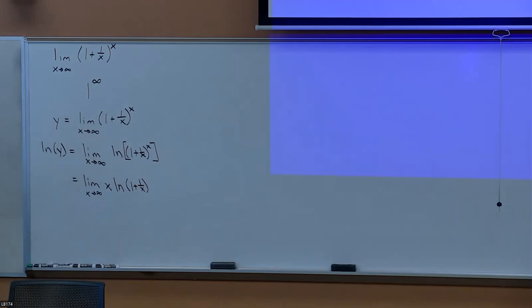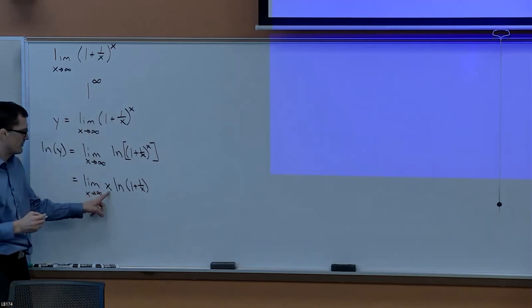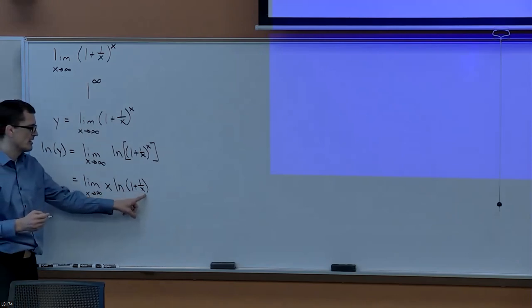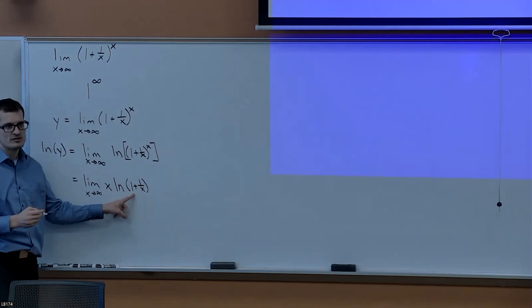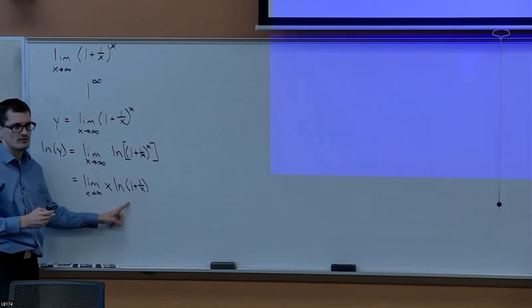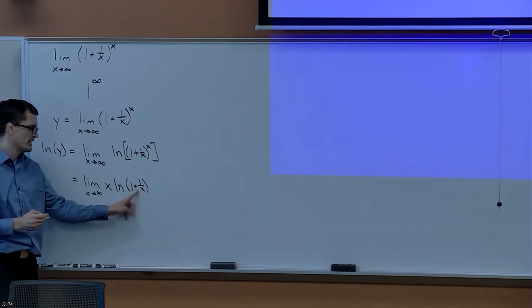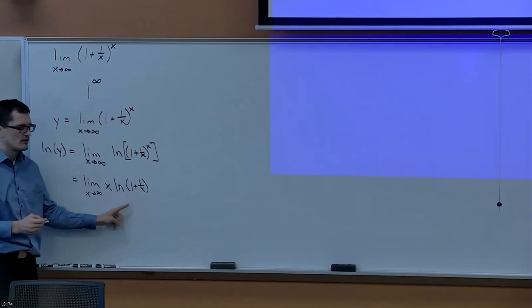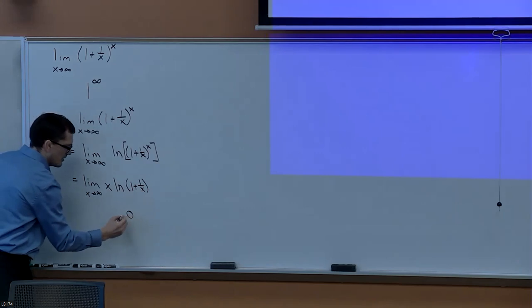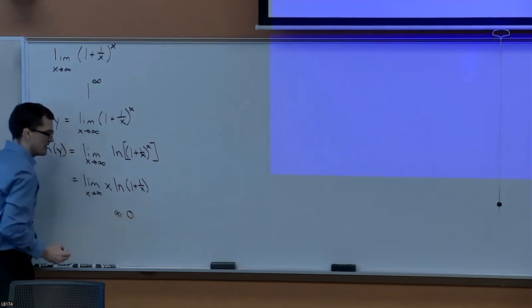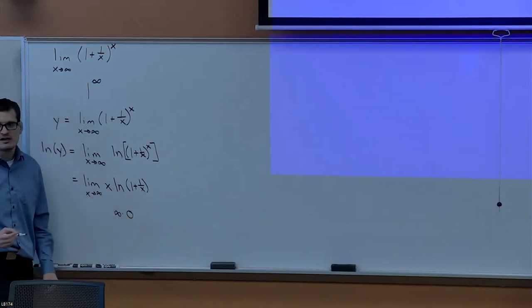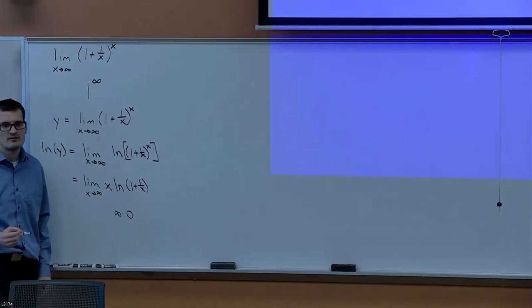Now, if you think about this, what's the natural log of 1? Well, the natural log of 1 is 0. So as x goes to infinity, this becomes 1. So I have the 0 times infinity version of the indeterminate form now.